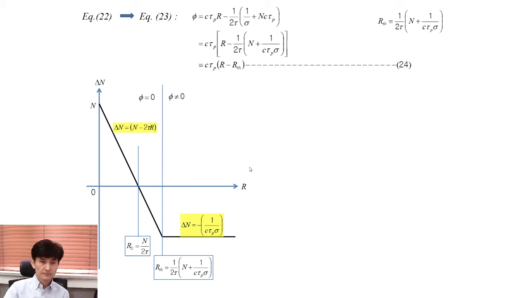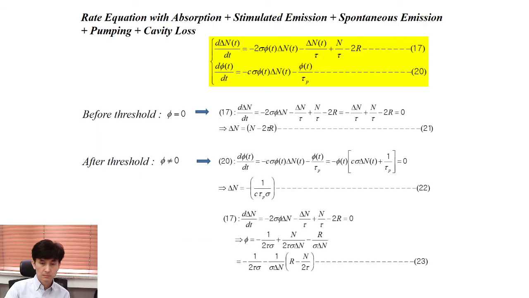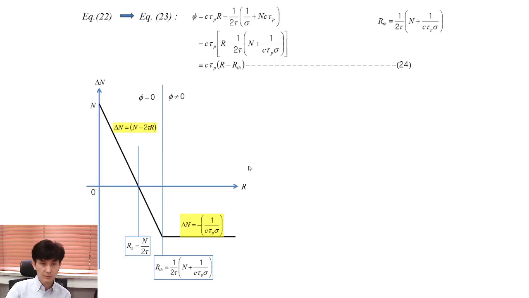So if we plot this delta n, if phi is equal to 0, delta n is n minus 2 tau r. So if we plot delta n as a function of r, this is a linear function. And when phi is not equal to 0, non-zero, then delta n is constant. So these are the two cases.